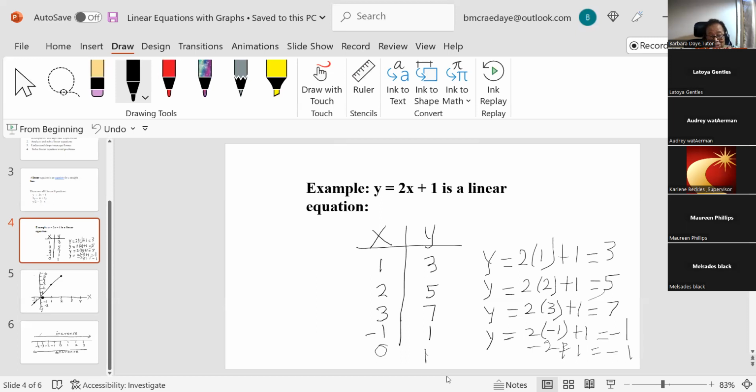Okay, I get it. 2 times 0 is 0, and 0 plus 1 is 1. So all we're doing, Maureen, is substituting in the value of X. You could assign values of X in a table and then calculate the Y. And then you can plot them on a graph.